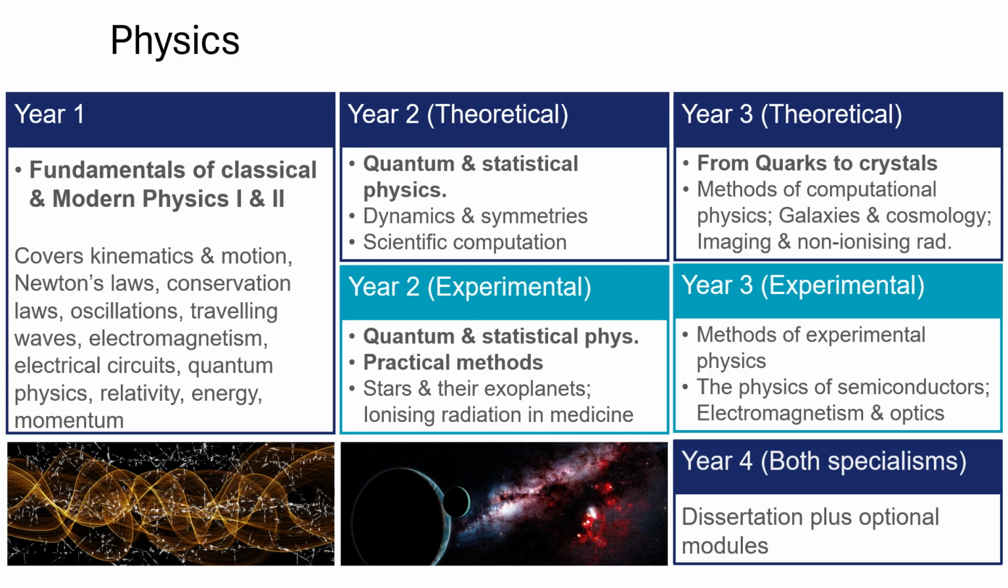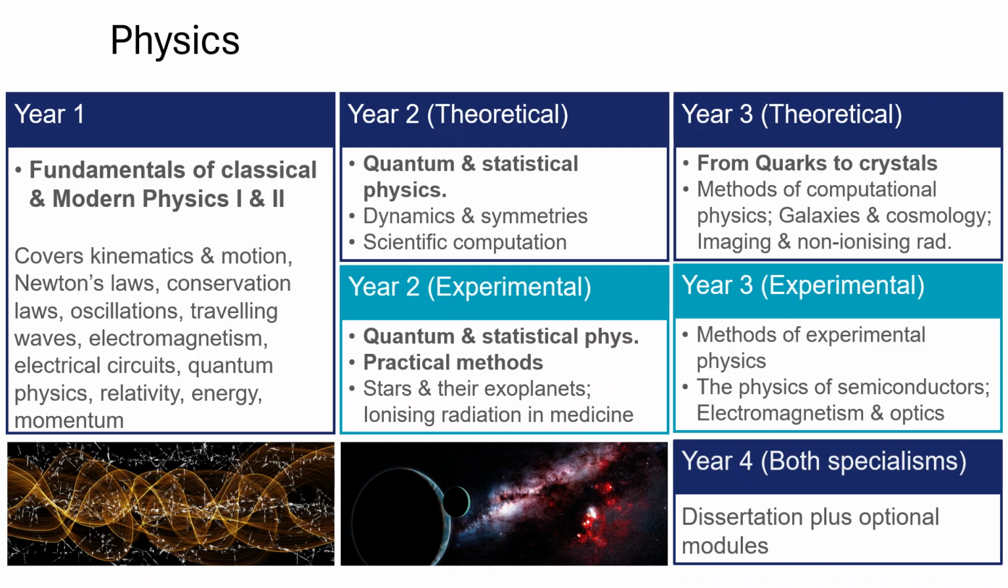In the third year, while you will still have a core module, from quarks to crystals, you will also have a variety of optional modules to choose from in different areas, such as astronomy, but also around ionizing and non-ionizing radiation. Examples of those modules are galaxies and cosmology, where you will have an understanding of the various physical processes that dictate the formation, evolution, and structure of galaxies.